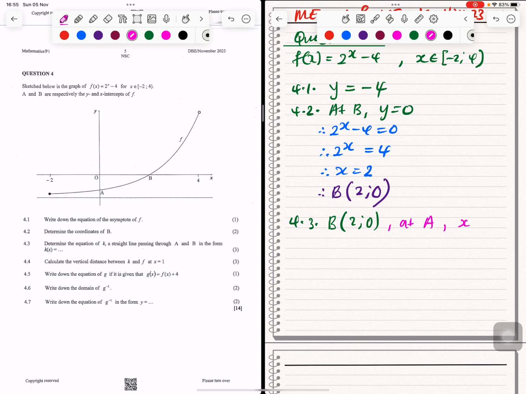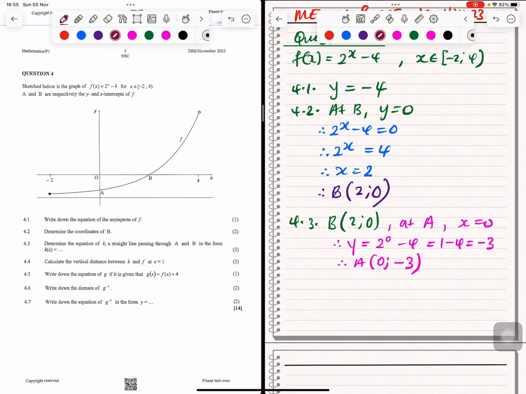So in this particular case, I'll say that at a, x is 0 there. I'm going to find the y value at a, so y will be equal to 2 to the power 0 minus 4, which is 2 to the power 0 is 1, minus 4. That is going to tie us down to a value of negative 3. So this tells you and me that the coordinates of a is 0 for x, but y value is negative 3.